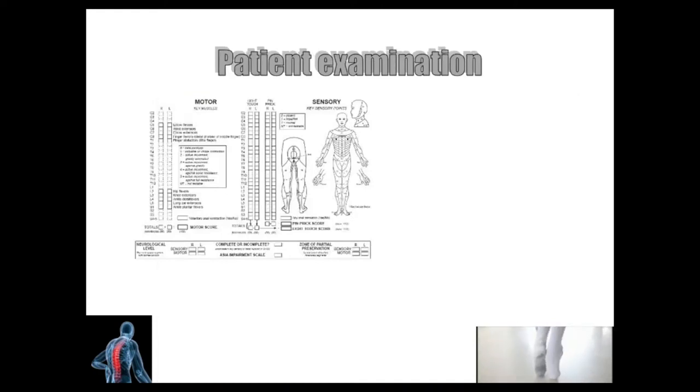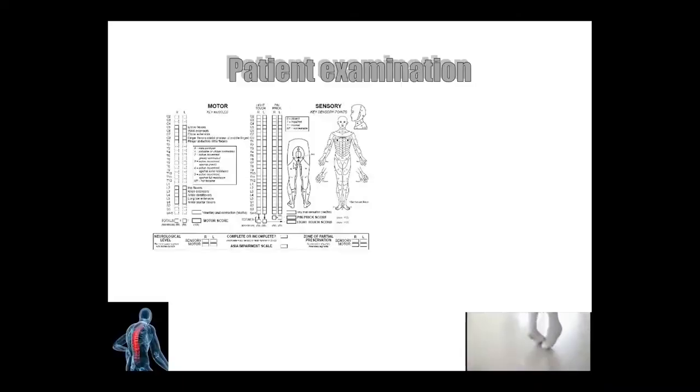Next, you should check the muscle power. I tell my students that I prefer to use the ASIA scale, which right here on the slide you can see how that scale looks like. You can see that we have a motor part and a sensory part. For sensory, you just cover the area where your patient has some sensory disturbances. For the motor part, you use different gradations.